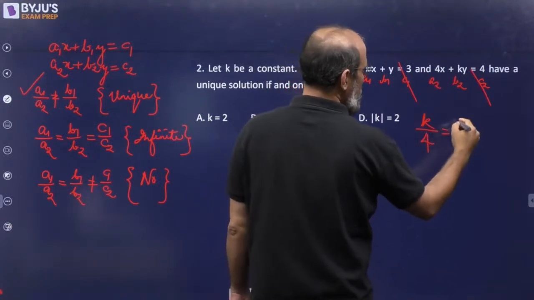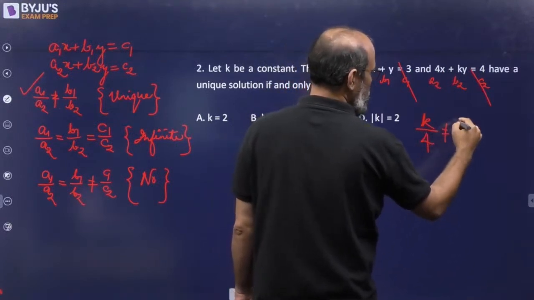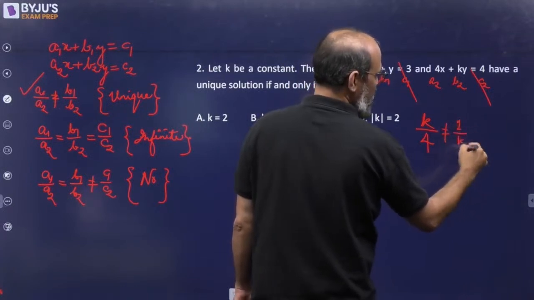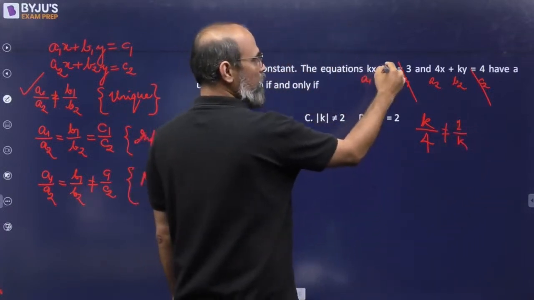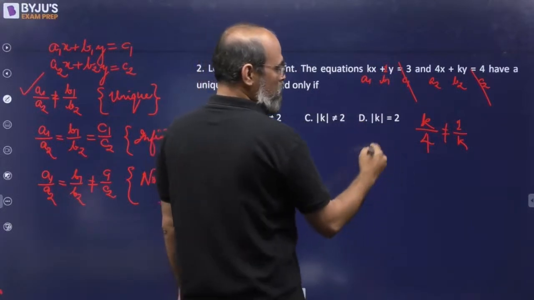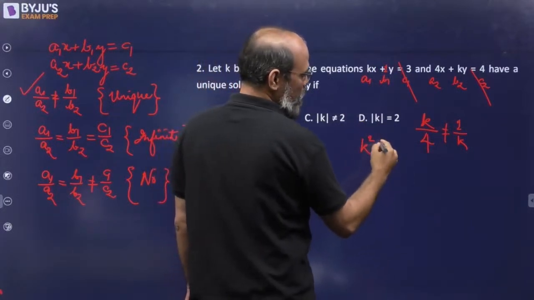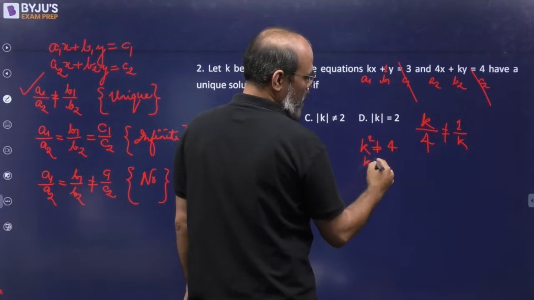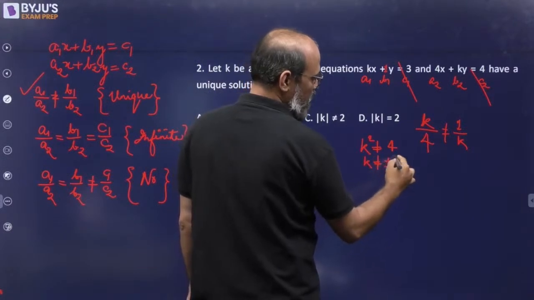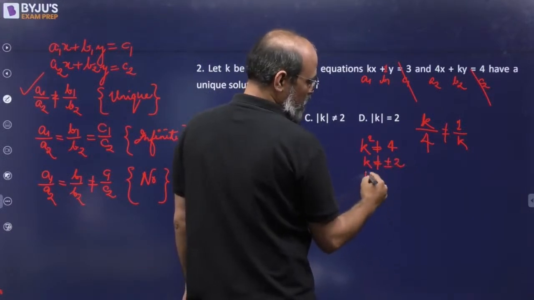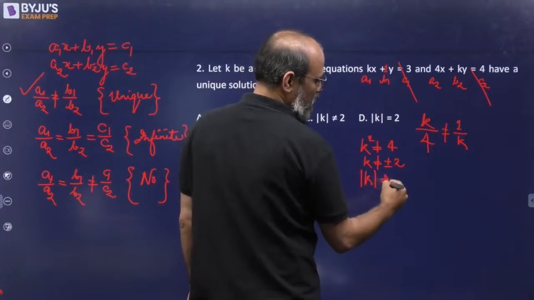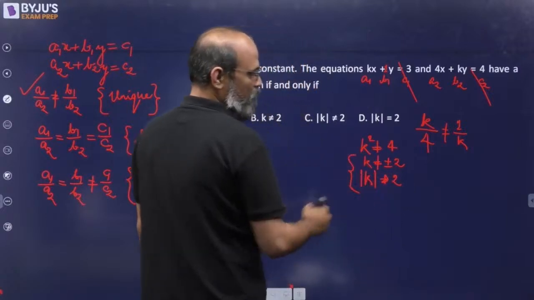This should not be equal to 1 upon K, right? The coefficient of Y is 1 here. Cross multiply, you will get K square should not be equal to 4, or K should not be equal to plus minus 2, which is another way of saying mod of K should not be equal to 2. ये दोनों सेम चीज है, बोलने के तरीके अलग अलग है.